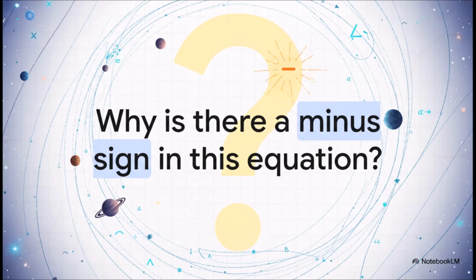This is the equation for something called the covariant derivative. And our entire investigation today boils down to one simple question. Why is there a minus sign right there? I know, it might look like just a tiny, insignificant detail, right? But believe me, that one little symbol is the key. It's the key to describing everything from the force of gravity to the actual shape of space-time itself.